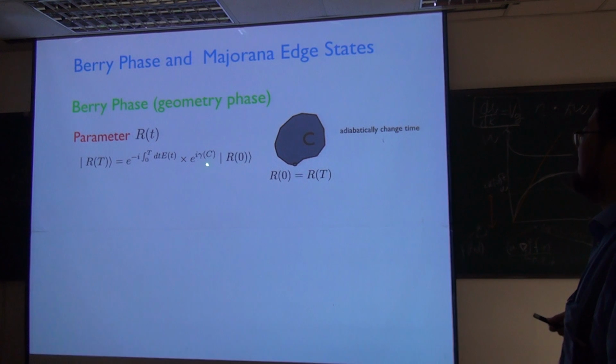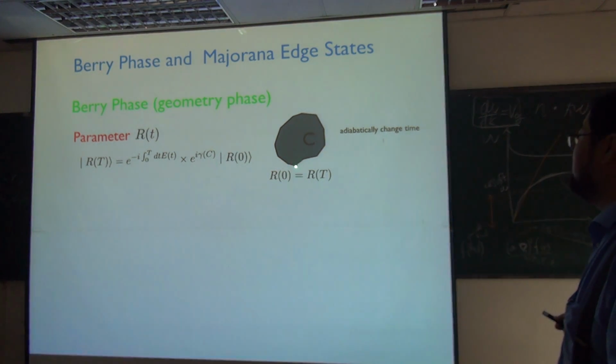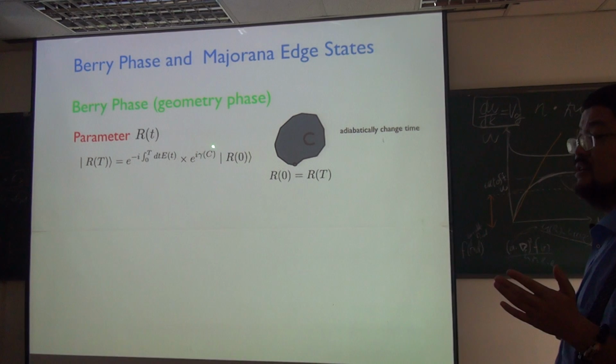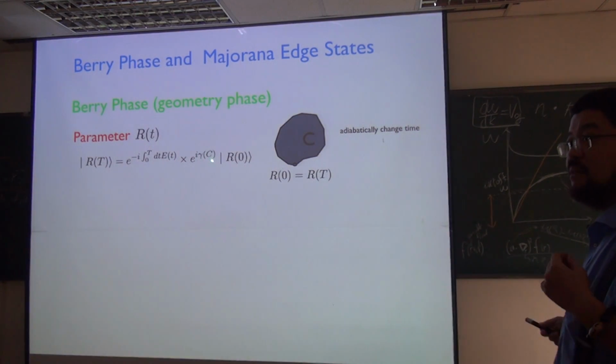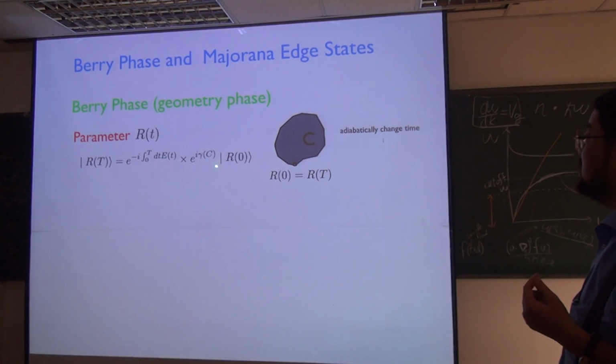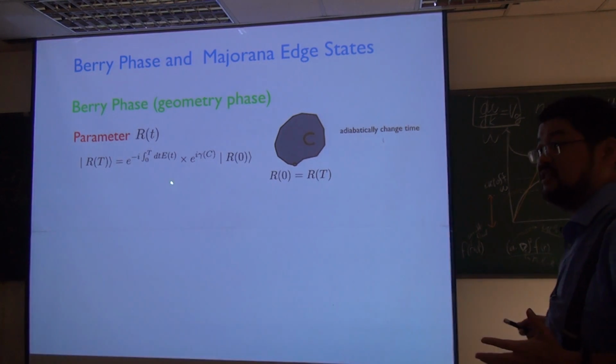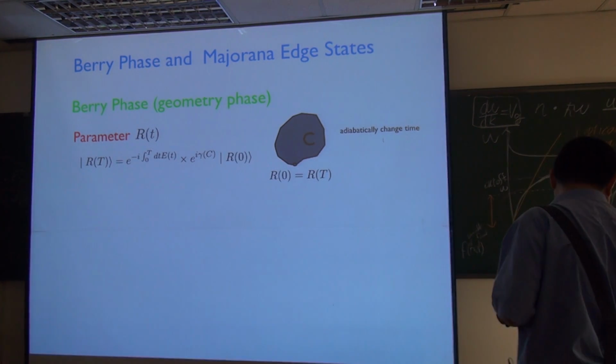A phase parameter here will be different for a different circle. Mostly they are 0, this gamma is 0. But in some cases, especially the topological system, the gamma can be different. And this we call the Berry phase.